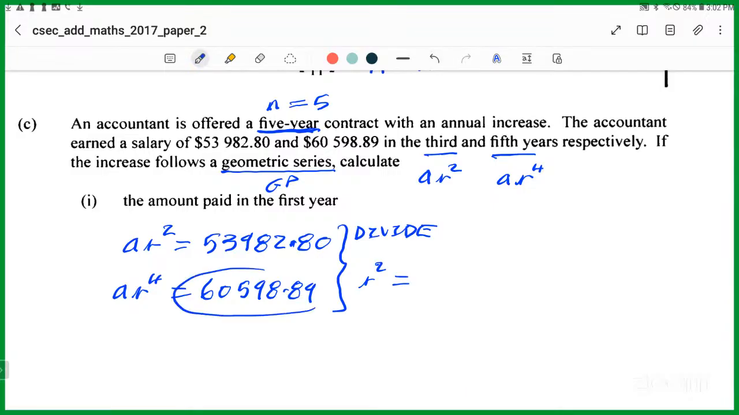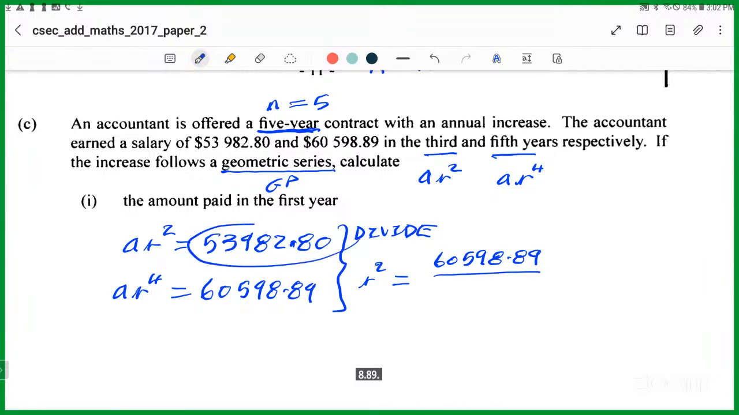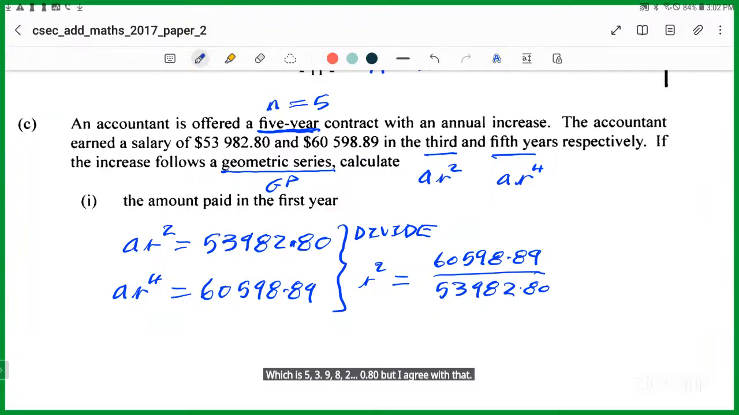equals this figure divided by that figure, which is 60598.89 divided by this figure, which is 53982.8. Agree with that? Everybody good with that?